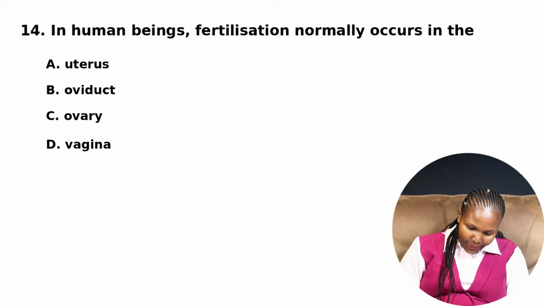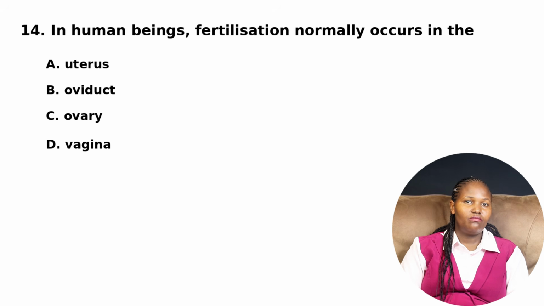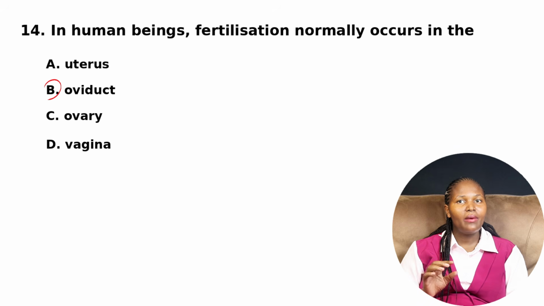Then question number 14. In human beings, fertilization normally occurs in the... So that question is also very easy. First of all, it is asking about human beings. Where does fertilization occur? It occurs in the oviduct. Why? Because the sperm and the ovum normally meet in the oviduct, you see.